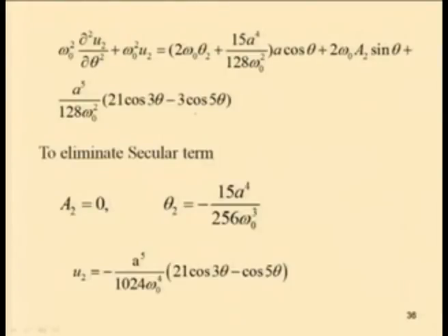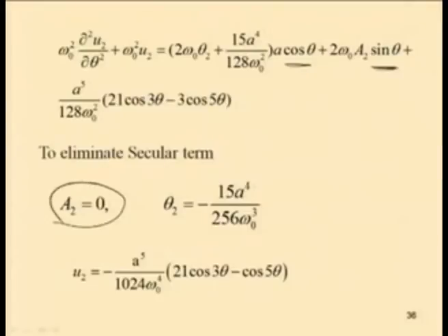So, similar to the previous case, here also we have to eliminate the coefficient of cos theta and sin theta separately. Eliminating the coefficient of sin theta, we can write a 2 equal to 0, because the coefficient of sin theta is 2 omega 0 a 2. So, this a 2 should be equal to 0, so we have put a 2 equal to 0. Now, similarly killing the coefficient of the cos theta term, that is 2 omega 0 theta 2 plus 15 a fourth by 128 omega 0 square, we can put this term equal to 0.